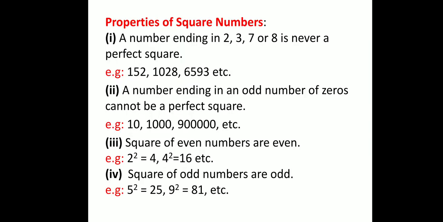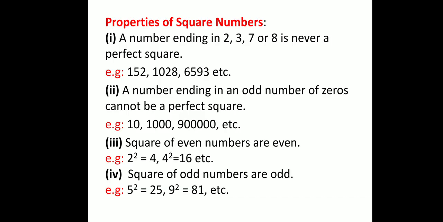The very first property is a number ending in 2, 3, 7 or 8 is never a perfect square. It means if a number is given to you and that particular number ends in 2, 3, 7 or 8 at its unit place, it is never a perfect square. For example, 152, 1028, 6593, etc.